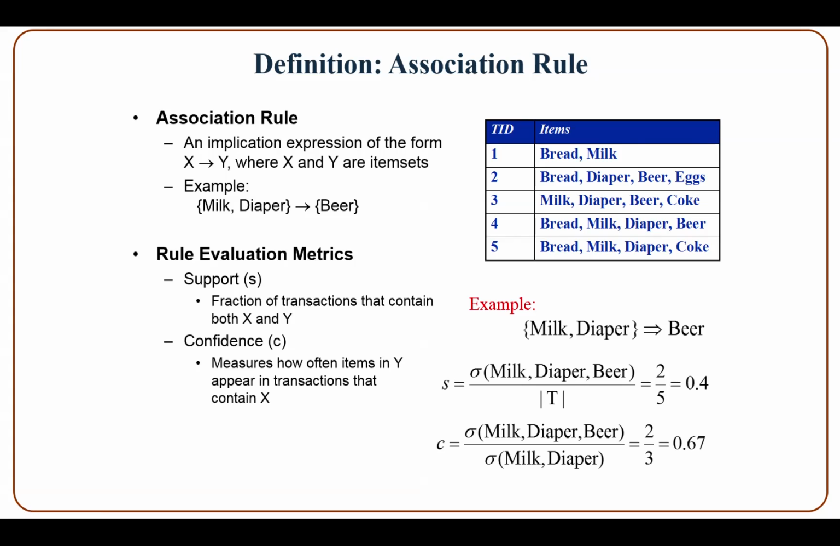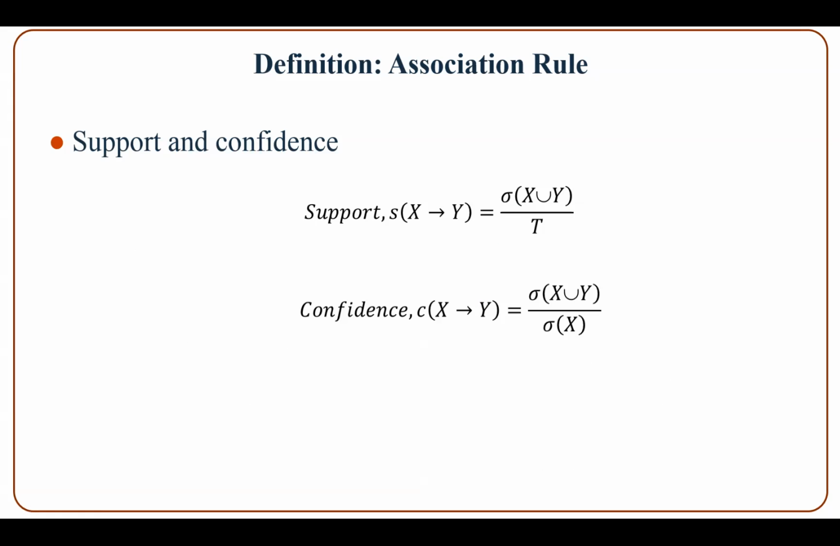The confidence measures how often items in Y appear in transactions that contain X. In the example, the support count for the item set containing milk, diaper, and beer is equal to 2, and the support count for the item set containing milk and diaper is equal to 3. So finally, 2 divided by 3, we get 0.67, which is the confidence of this association rule. This page shows the formal definitions of those two metrics.